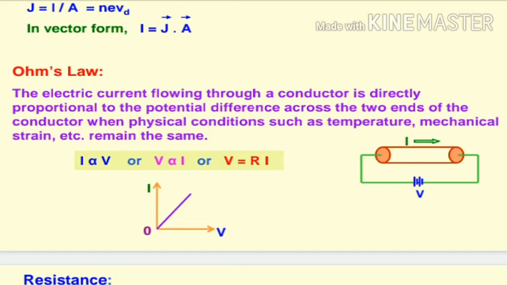If we remove the proportionality, then we get V equal to RI, where R is the proportionality constant, that is known as the resistance of the conductor in which current is flowing or across which the potential is applied. If we plot a graph between I and V, we find this is a straight line starting from 0. It means the ratio of the voltage to the current is constant, and that constant can be expressed as the resistance of the conductor.